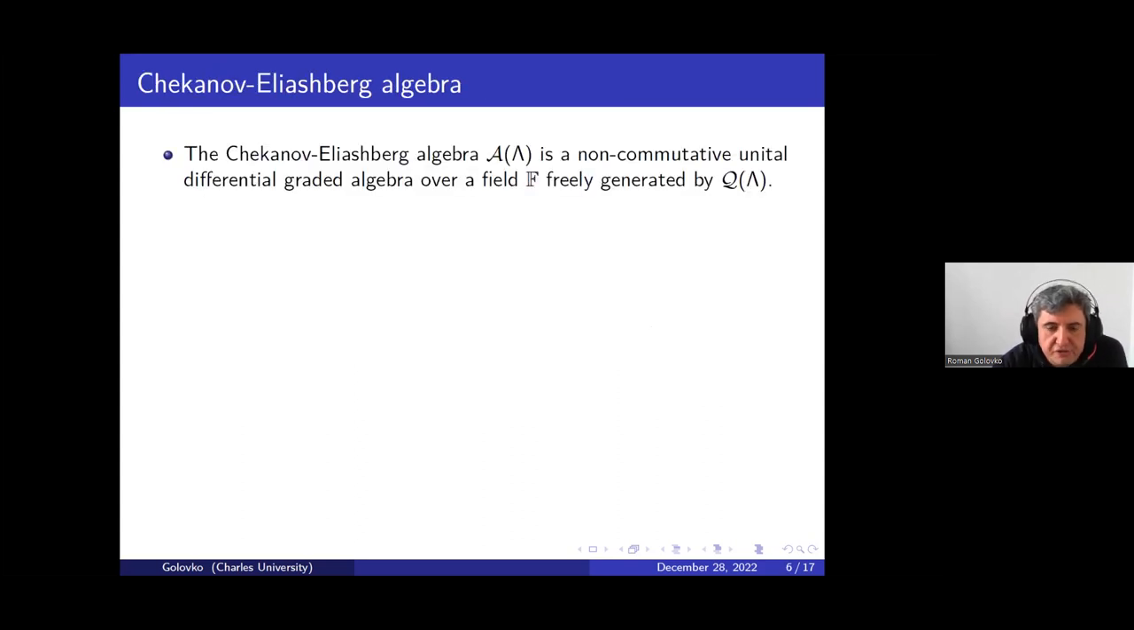Now, what is this Chekanov-Eliashberg algebra? I already mentioned the definition in the motivation, but let me say it again. So the Chekanov-Eliashberg algebra A lambda for a given Legendrian submanifold lambda is a non-commutative unital differential graded algebra over a field F. Typically people take Z2, but more sophisticated fields are fine, freely generated by Q lambda. So in a way, it's just a tensor algebra.